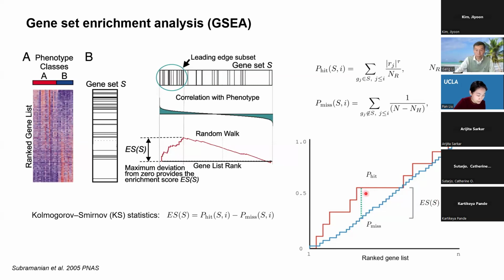And then the difference between these two running sums will tell you how much difference there is between these two distributions. So if we use ES to denote this difference, and this ES is large, that means that the distribution of gene set S is highly skewed among this ranked list, and we say it's enriched. And actually, this kind of task can be very powerful.